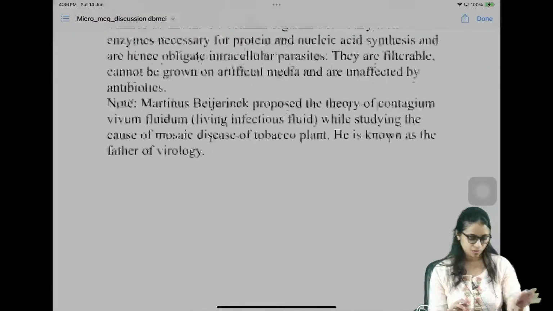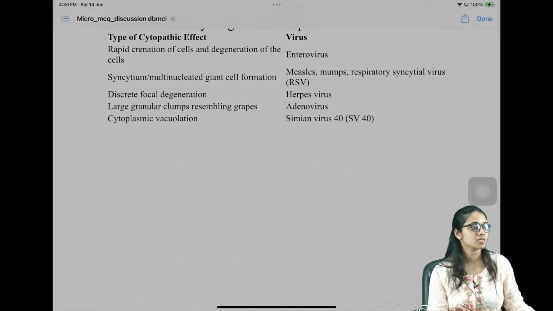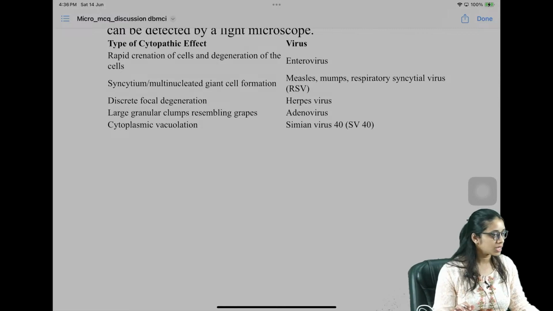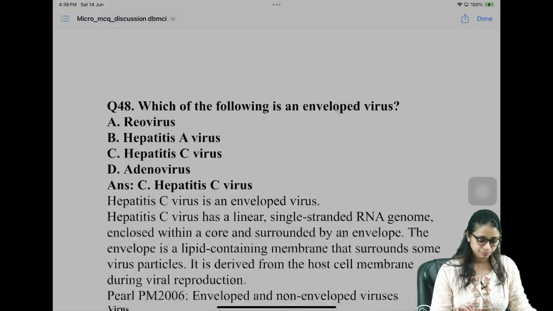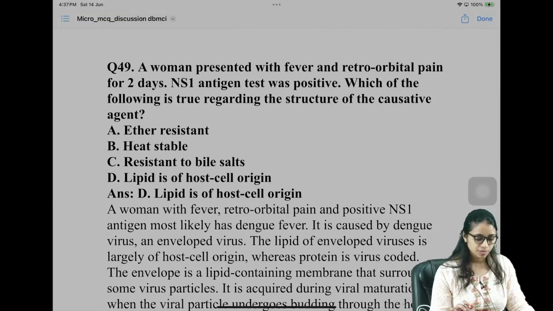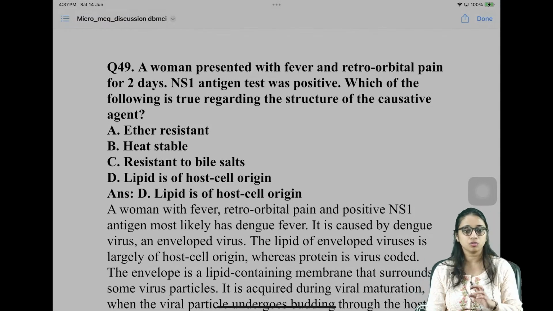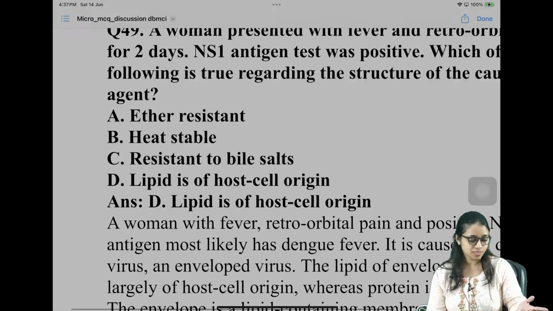I think we are coming to the last question. Which one is susceptible to bile salts? The enveloped viruses. So for the question over here, dengue virus is an enveloped type of virus. The first option, heat resistant, is wrong. It is heat sensitive. Heat stable is wrong. Resistant to bile salts is wrong. Lipid is of host cell origin, this is true.